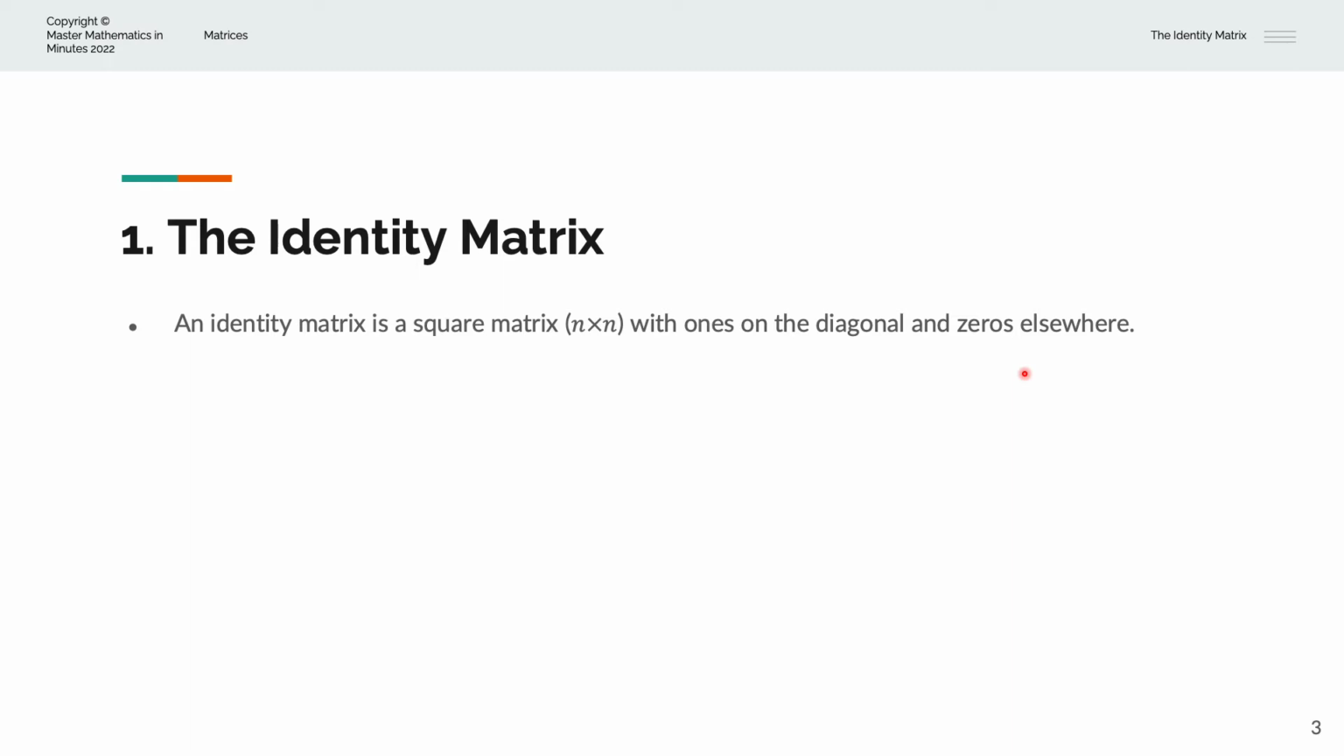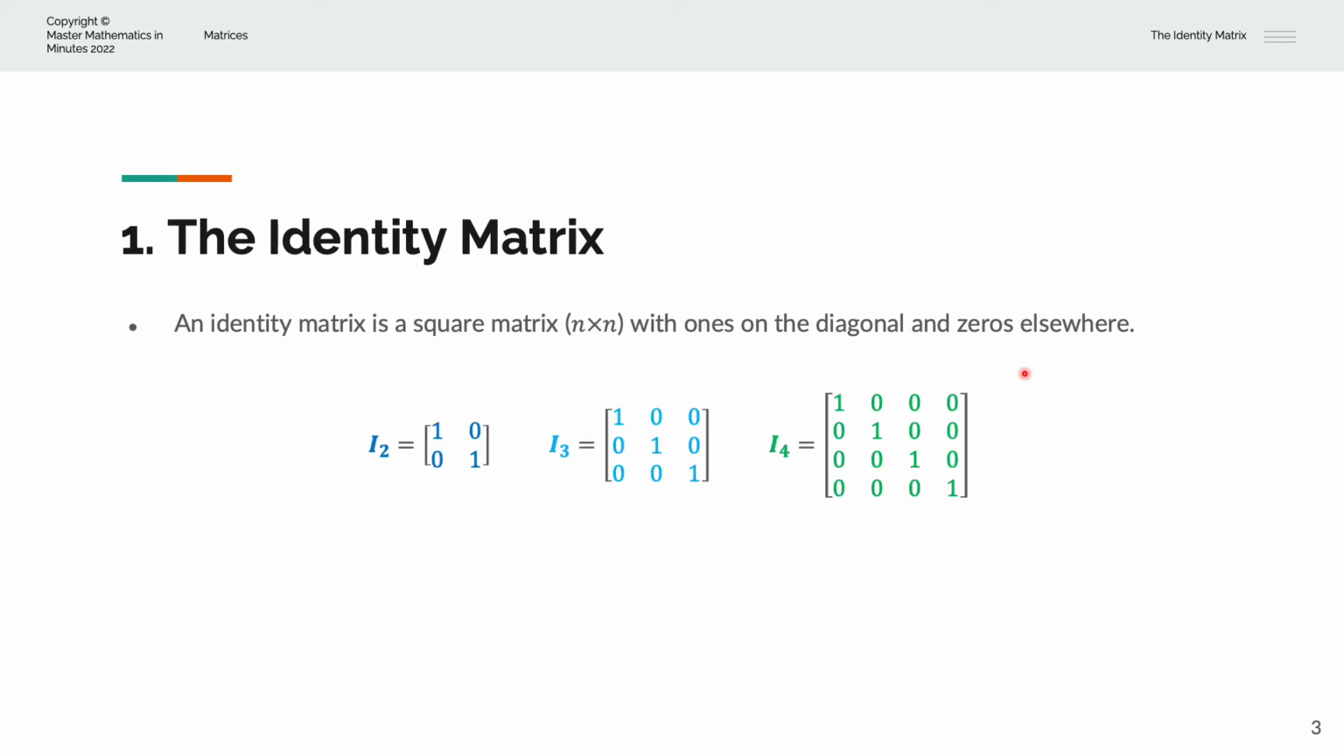Let's take a look at a couple of examples. We have an identity matrix of order 2 by 2, with ones on the diagonal and zeros elsewhere. And for a 3 by 3 identity matrix, again, we have ones on the diagonals and zeros elsewhere. And for a 4 by 4 matrix, it's the same concept as well, with ones on the diagonal and zeros elsewhere.